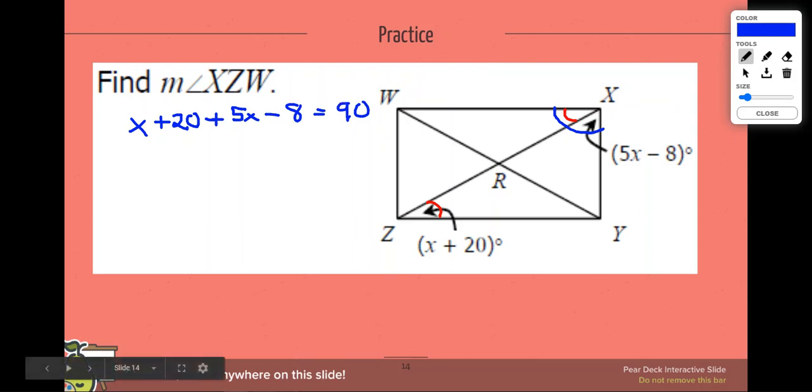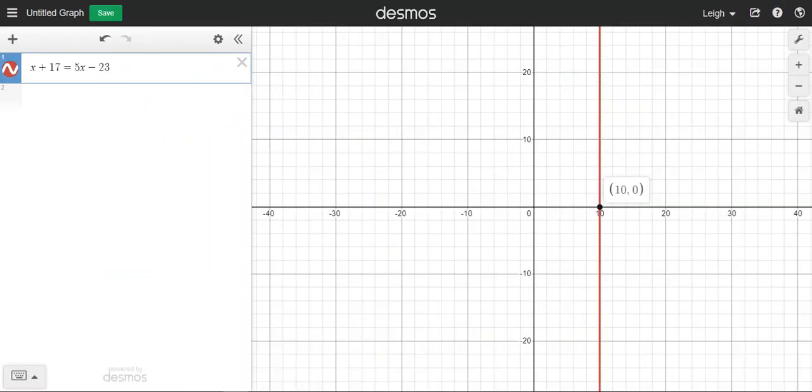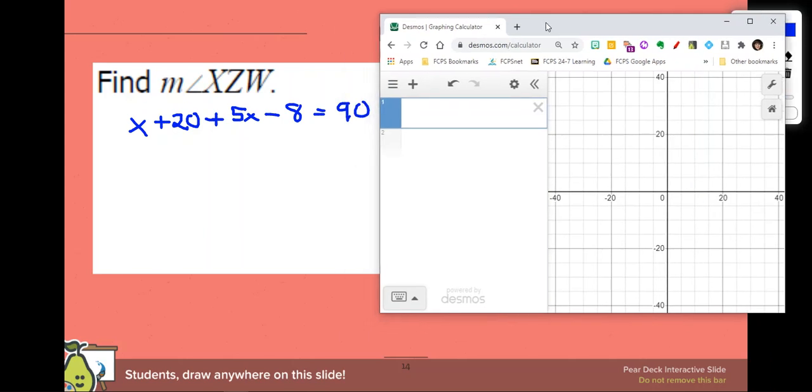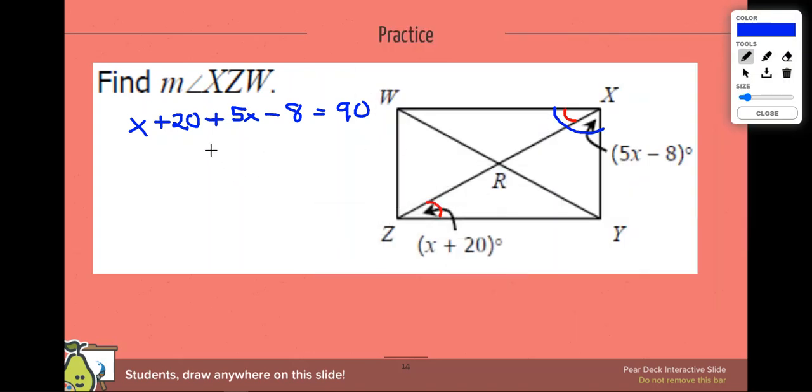Okay. Again, I recommend Desmos. I'll show you how one more time. Save yourself some time. Just do x plus 20 plus 5x minus 8 equals 90. And we have got x equals 13. See where x crosses? X equals 13. So x equals 13. And if I want the measure of XZW, that would be this angle.